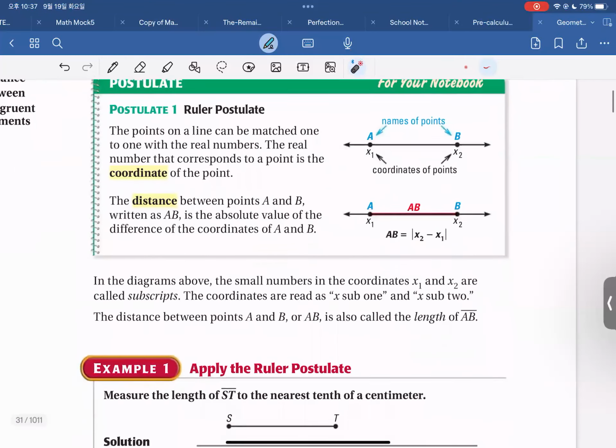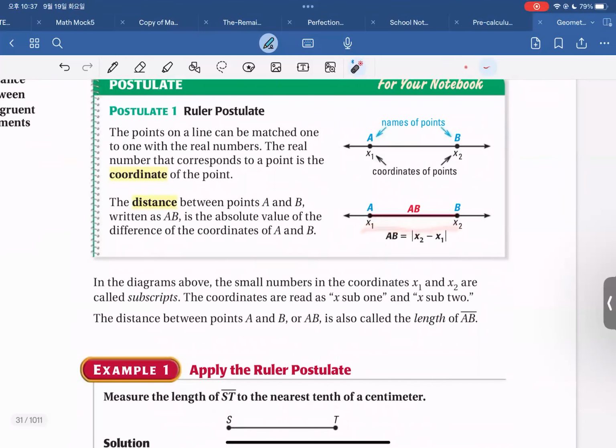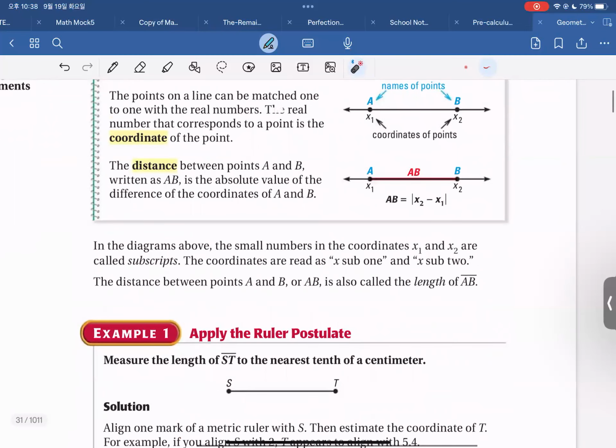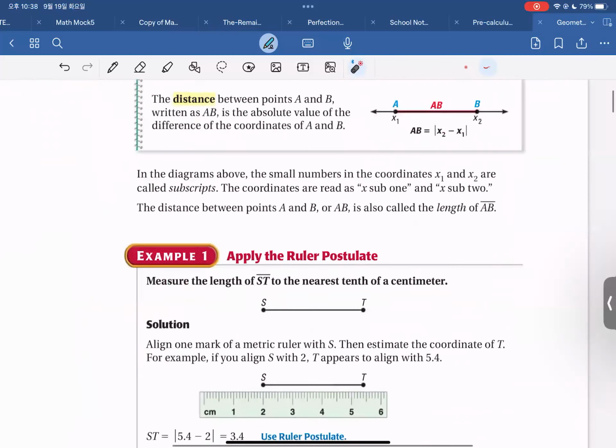Here, talking about the distance between points A and B, known as AB, a segment, the absolute value is the difference between coordinates A and B. It's just something so obvious if you look at how distance works. So I think that's really why it's a postulate, right?